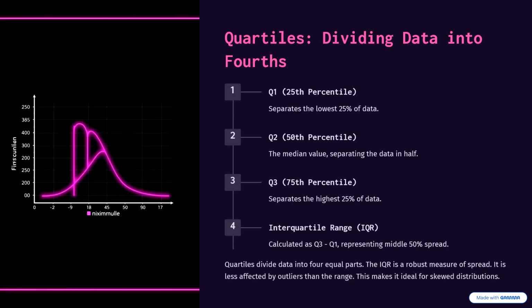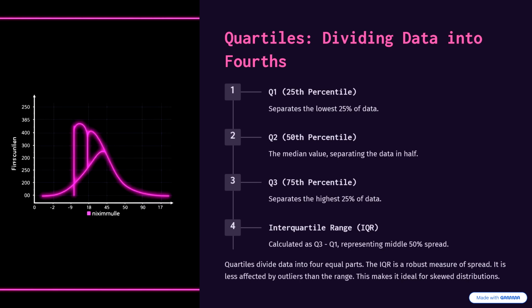Next, a type of measure of shape is the quartiles. Quartiles divide data into four parts: Q1, Q2, Q3, and the interquartile range. First of all, Q1 is the 25th percentile, and it separates the lowest 25% of the data. Second is Q2. Q2 is the 50th percentile, the median value, separating the data in half. The third one is Q3. Q3 is the 75th percentile, separating the highest 25% of the data.